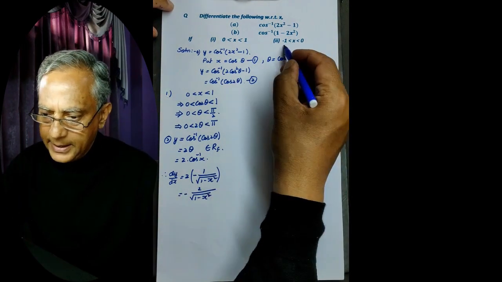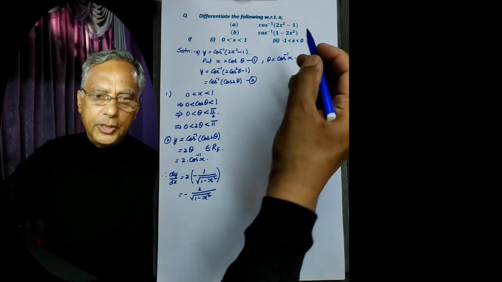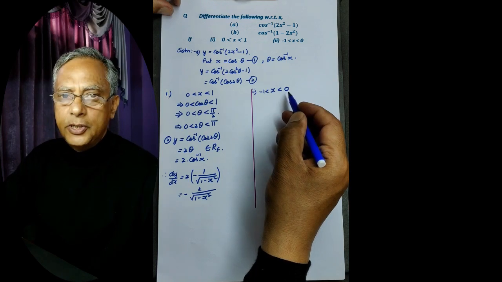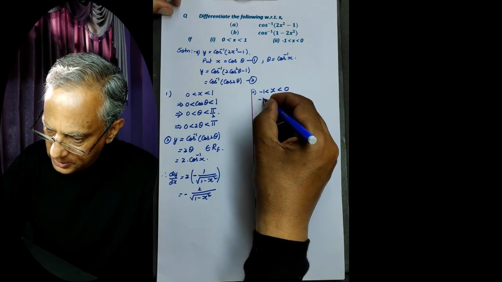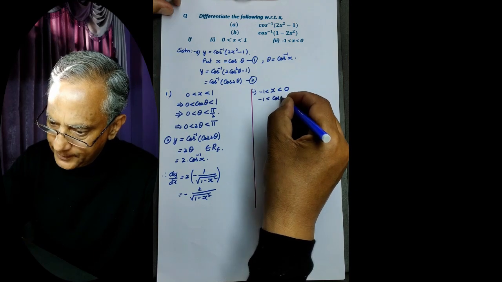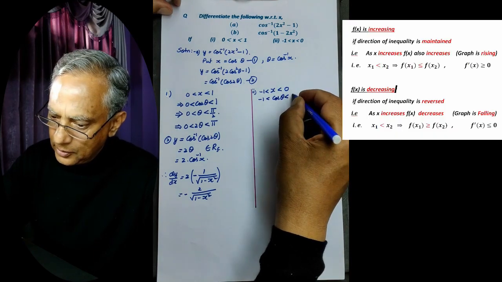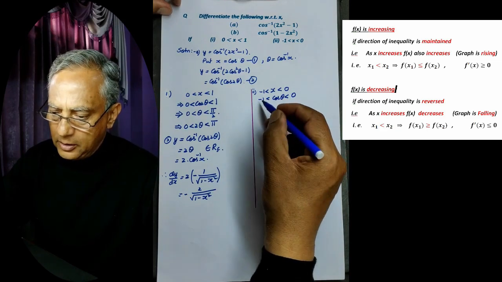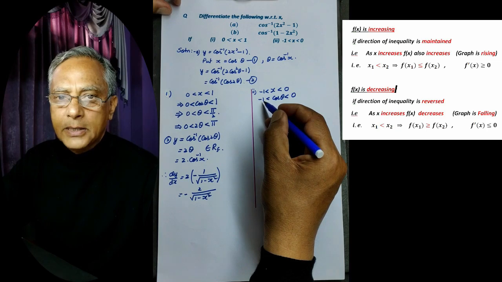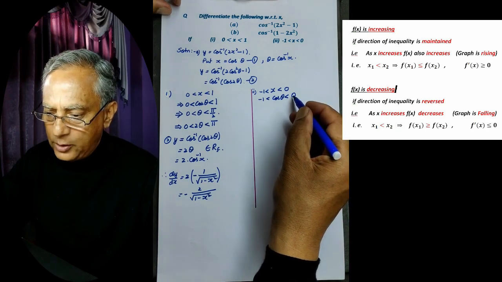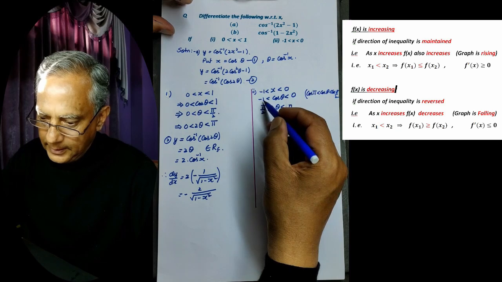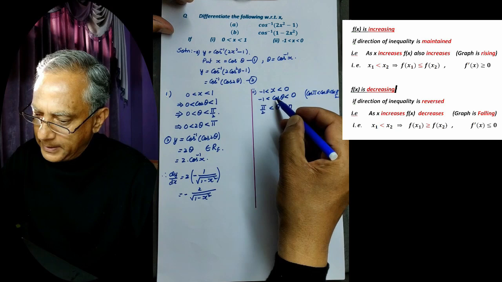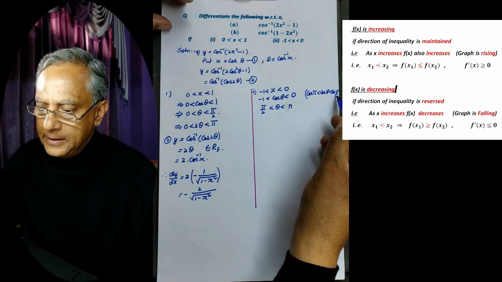Now I take up minus 1 is less than x is less than 0. In the second case we are given minus 1 is less than x is less than 0, and therefore minus 1 is less than cos theta is less than 0. Therefore theta should lie between... now cos of pi is minus 1 and cos of pi by 2 is 0. This implies cos pi is less than cos theta is less than cos of pi by 2.